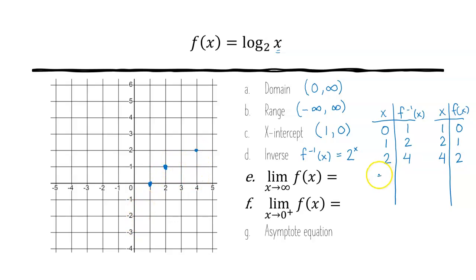So if I use a negative 1 for an exponent, that means that I have 2 to the negative 1, which is a half. And that means that x equals a half is on the graph at negative 1. So I think you can see that basic shape. It looks like this. As x goes towards infinity, this graph is going up towards infinity. As x goes towards 0 from the positive direction, this graph is shooting down towards negative infinity. The log graph has a vertical asymptote, so that asymptote equation is going to be x equals 0.